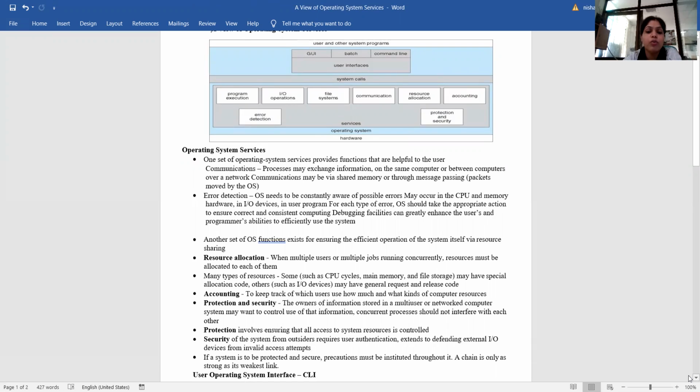Protection and security: the owner of information stored in a multi-user or networked computer system may want to control use of that information. Concurrent processes should not interfere with each other. Protection involves ensuring that all access to system resources is controlled. Security of the system from outside requires user authentication and extends to defending external input devices from invalid access attempts. If a system is to be protected and secure, precautions must be instituted throughout it. A chain is only as strong as its weakest link.